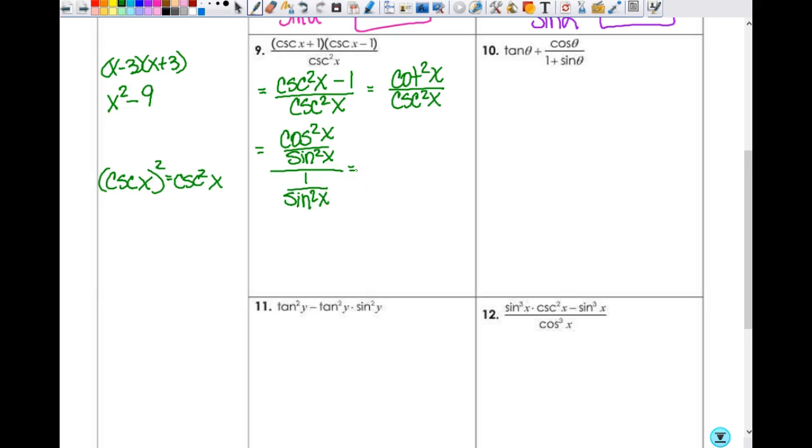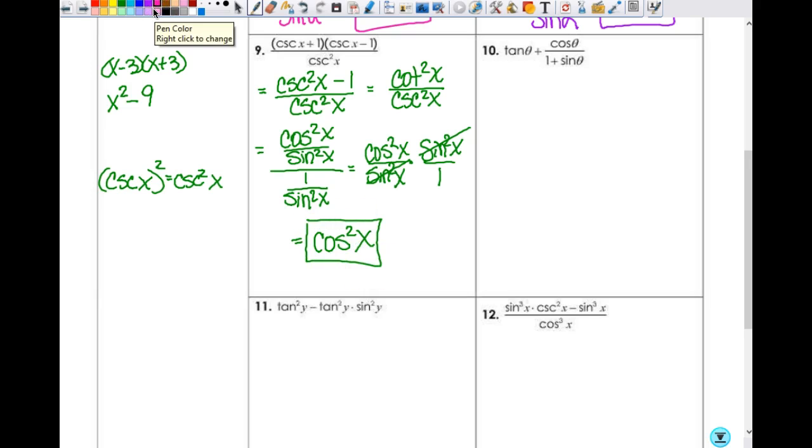So now again, fraction over a fraction is not that bad, because we just do cosine squared x over sine squared x times sine squared x over 1. Right? I just multiplied by the reciprocal. So now what can I do? Cancel out the sine squareds, and I'm just left with cosine squared x. That's fun, right? See how much fun that is.